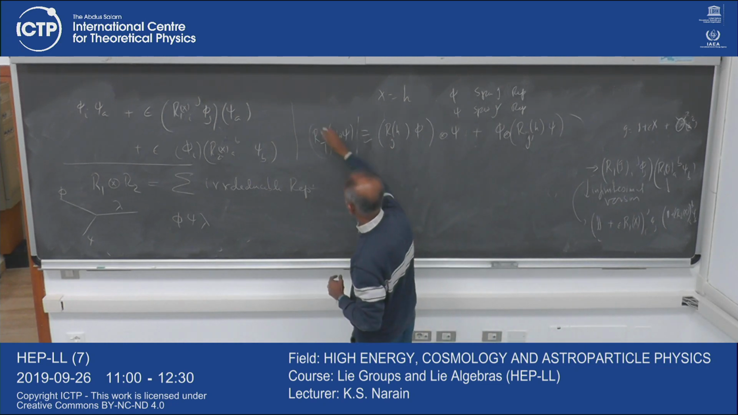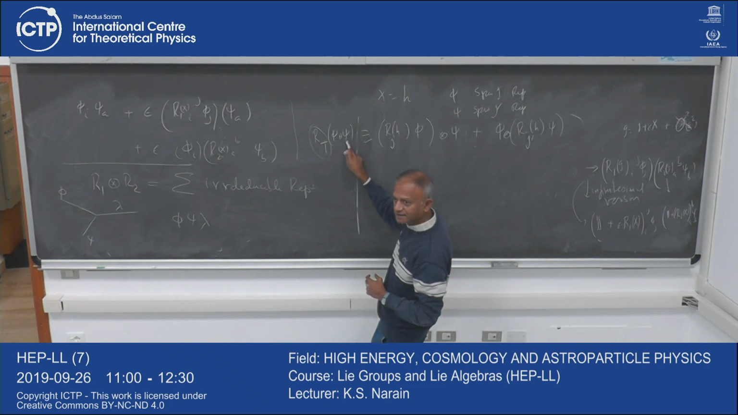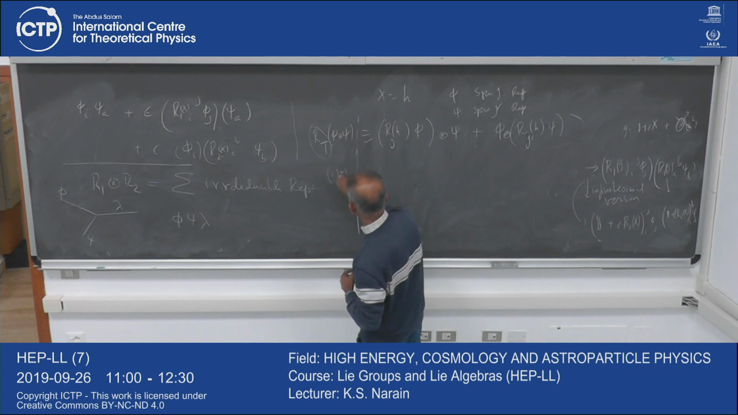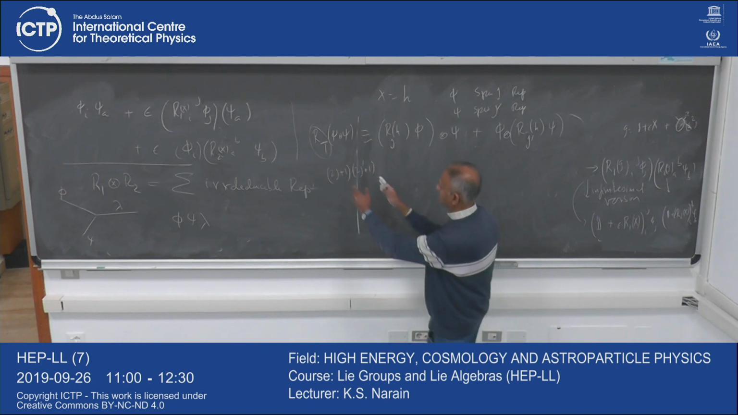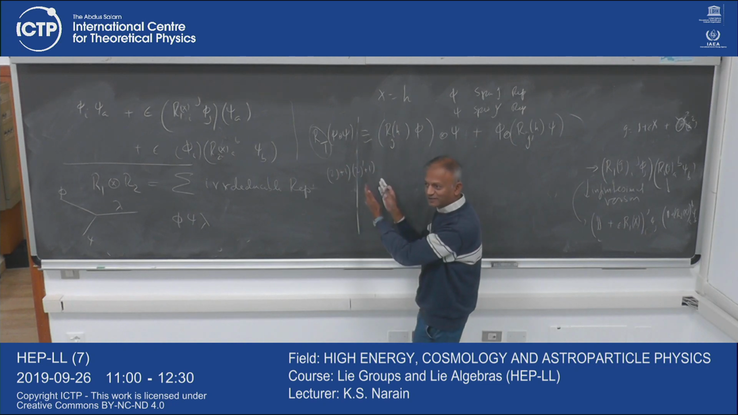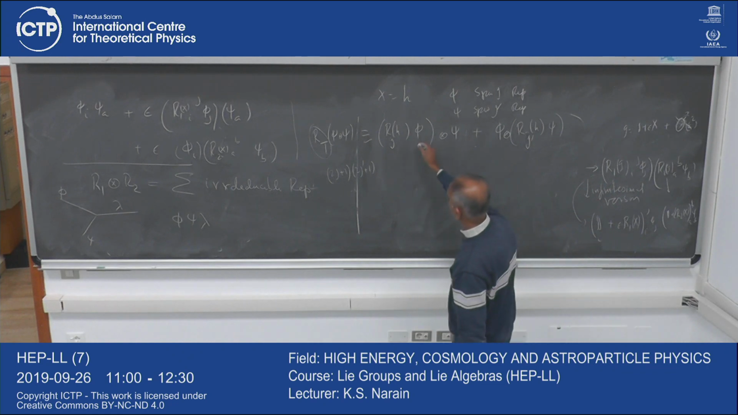What is the dimension of this representation? The dimension of the representation is the dimension of this times the dimension of that, right? So in this particular case, it will be 2j plus 1 times 2j prime plus 1. So it is a matrix of this dimension, with this many columns and this many rows. It's a huge matrix, right? And now our aim is to decompose it into irreducible representations.